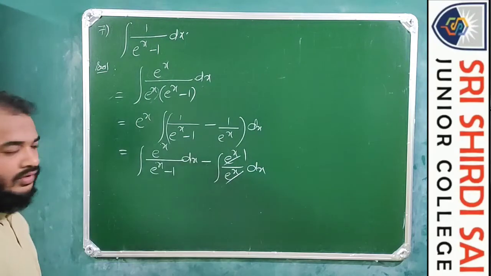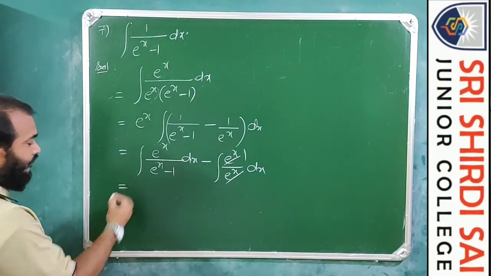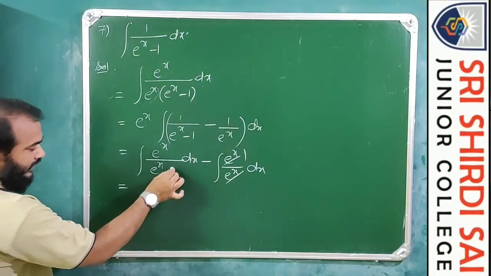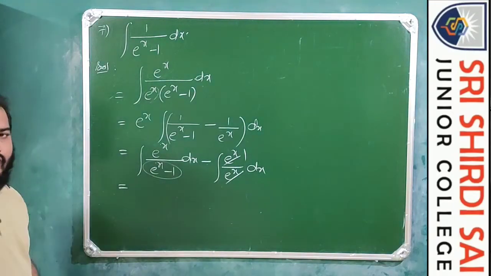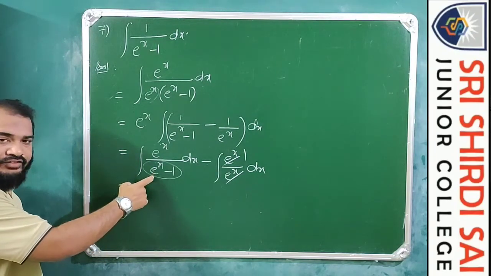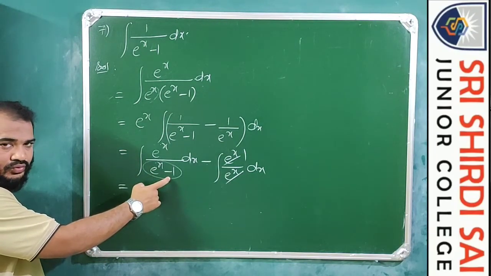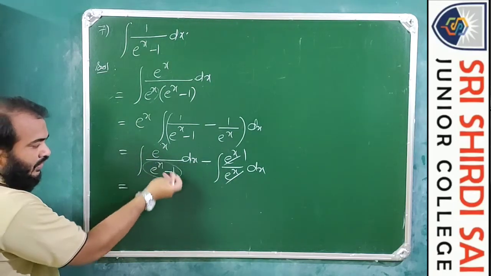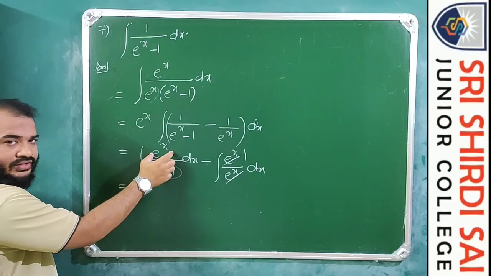It is one time. Now e power x by e power x minus 1. So if I take e power x minus 1 to be f of x, then what is its f dash x? E power x derivative is e power x, minus 1 derivative is 0. So altogether its derivative is e power x. So this is the form. This is f of x and its derivative is f dash x.